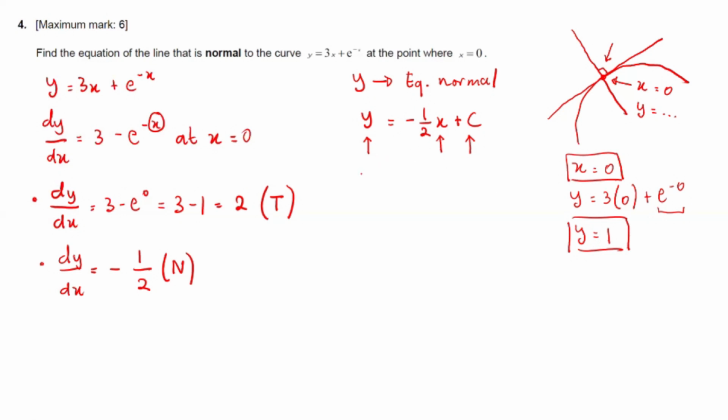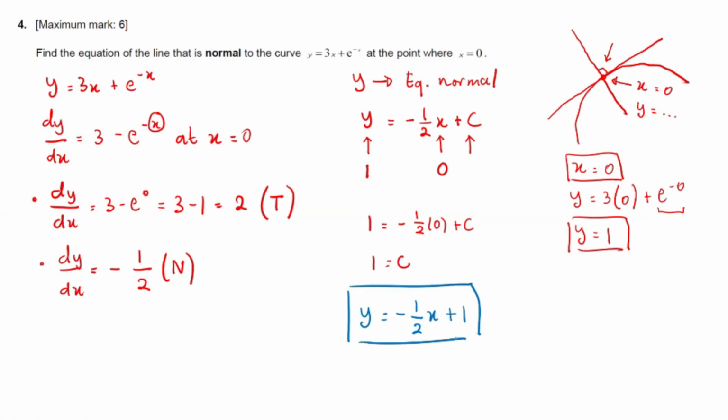So substitute y equals 1 and x equals 0. So it's going to be 1 equals negative 1 over 2 times 0 plus c. That's it. It means c equals 1. So our final answer is going to be y equals negative 1 over 2 x plus 1. That's our answer. On to the next one.